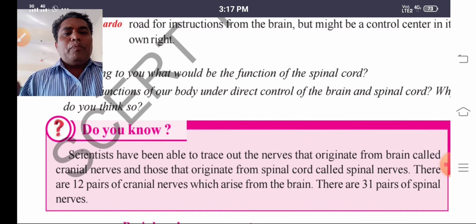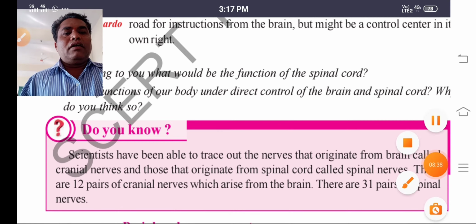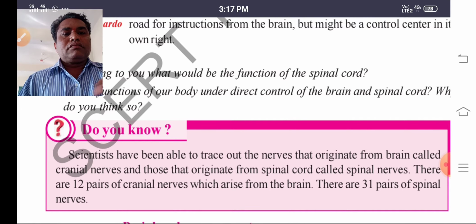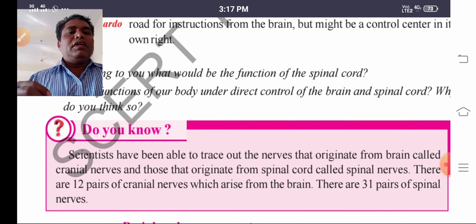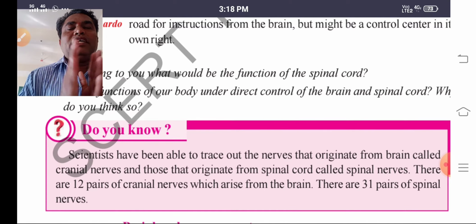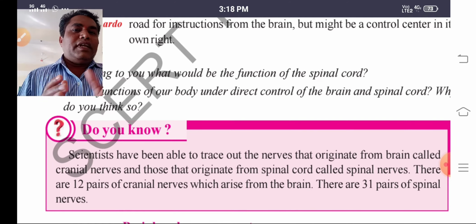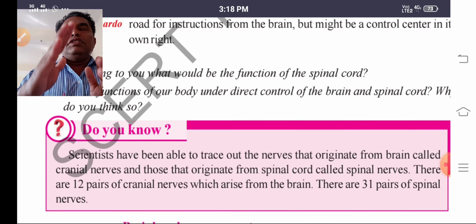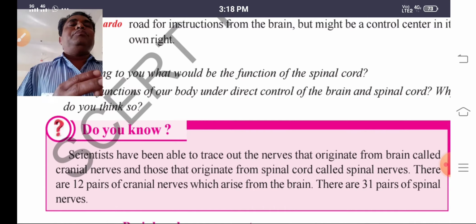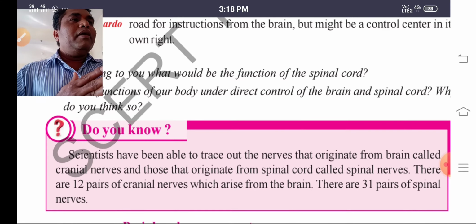Do you know, scientists have been able to trace out the nerves that originate from the brain, called cranial nerves, and those that originate from the spinal cord, called spinal nerves. So here what we conclude, as I already said, the nervous system has three parts: CNS, PNS, ANS. CNS has the brain and spinal cord, PNS has both cranial nerves and spinal nerves, and ANS, the autonomous nervous system, has two parts, the sympathetic nervous system and the parasympathetic nervous system.